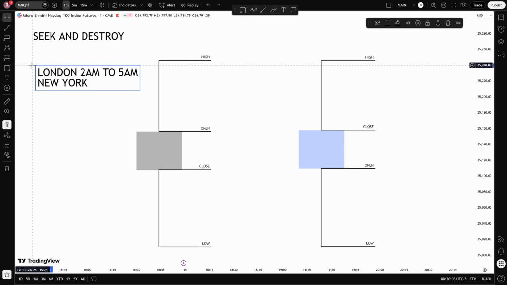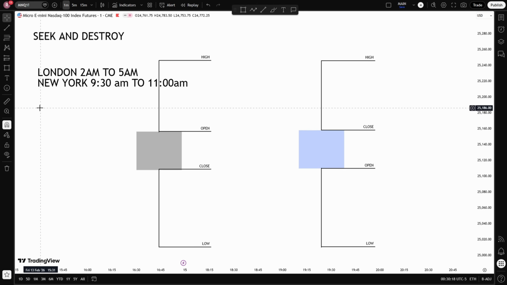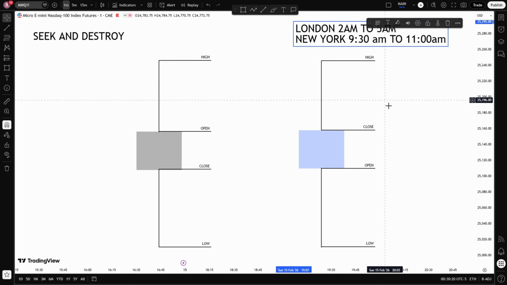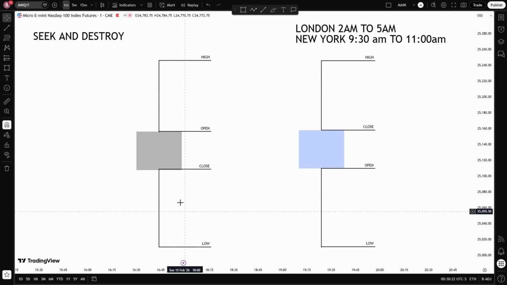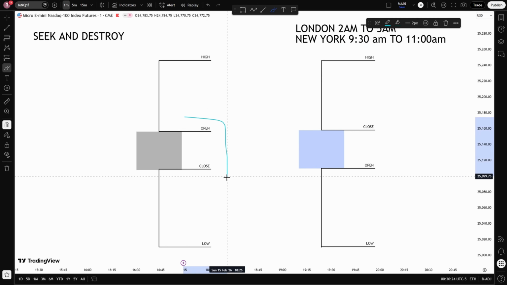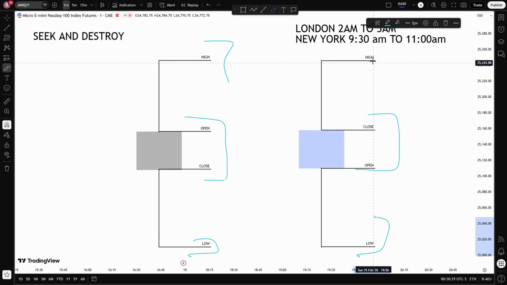Now, what does a Seek and Destroy profile actually look like on the daily chart? On the daily time frame, it usually forms as an indecision candle. If you're not familiar with what an indecision candle is, go back and watch my video on open, high, low, close because I break down the daily candle anatomy there in detail. But to summarize it here, an indecision candle is when price opens and closes at relatively the same level. There's no clear net directional bias by the end of the day.